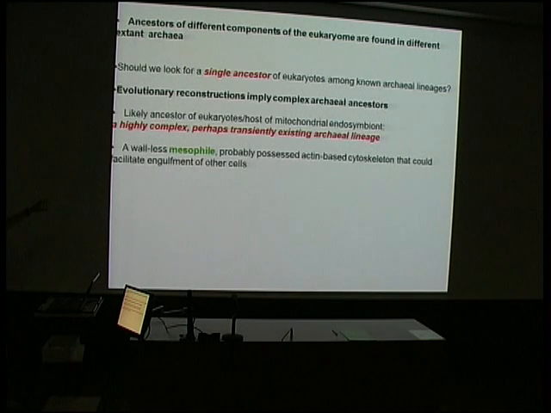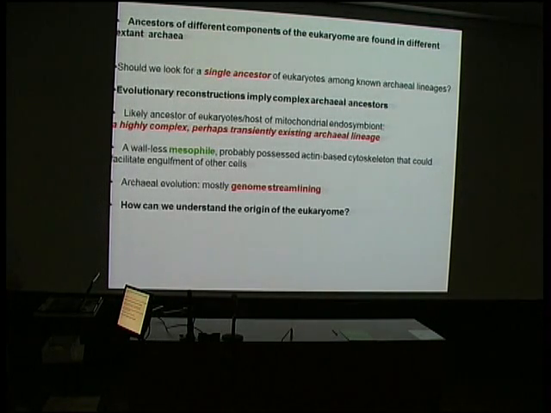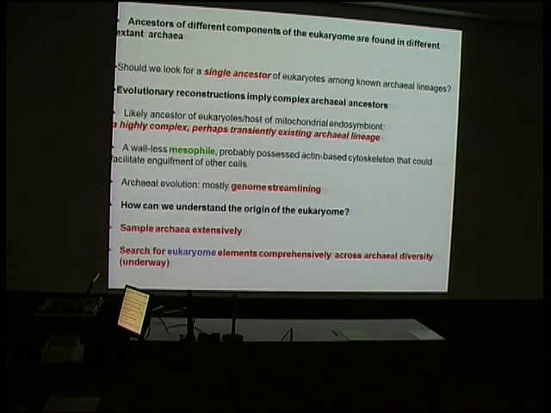The likely ancestor of eukaryotes, the host and the symbiont, might have been a highly complex, perhaps transiently existing archaeal lineage. We can surmise that this is a mesophile that probably possessed an actin-based cytoskeleton that could facilitate engulfment of other cells. How can we understand the origin of the eukaryotes? I think it's very relevant to mention this here. Basically, extensively sample archaeal genomes and search very carefully, as we try, for eukaryotic elements comprehensively across the archaeal diversity. This is what we're trying to do right now.